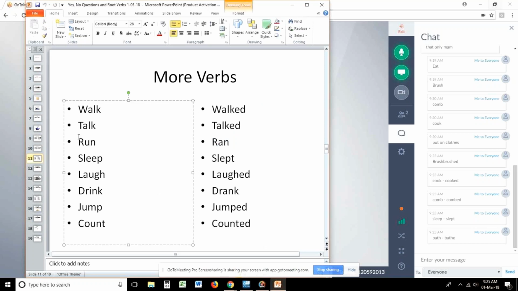Okay, now run, ran, sleep, slept, drink, drank. All right, these are a few examples of irregular verbs where you just don't add ed at the back, but the actual spelling of the word changes. Such words are called irregular verbs. Okay, irregular verbs.